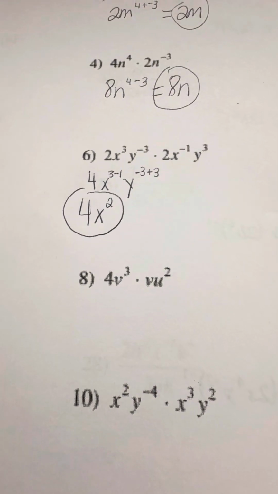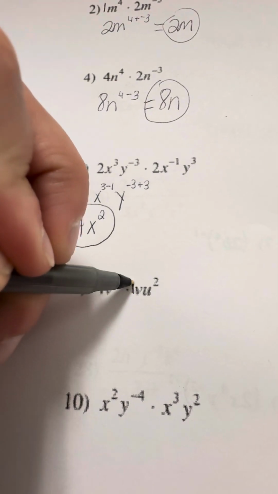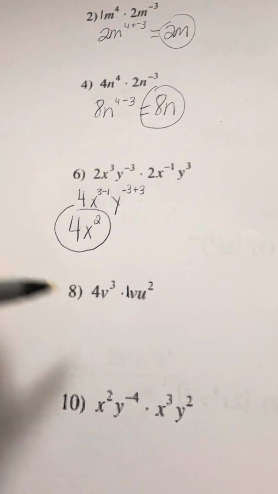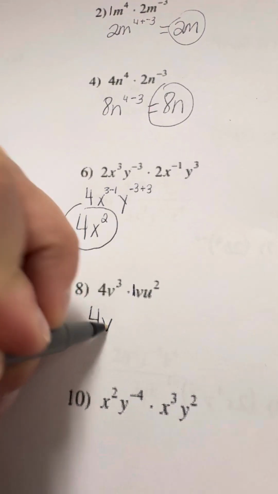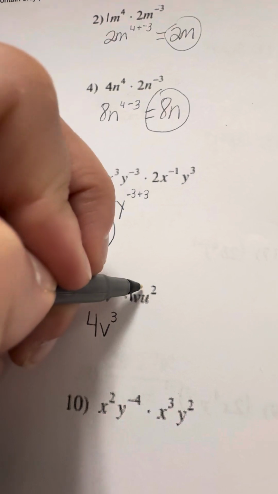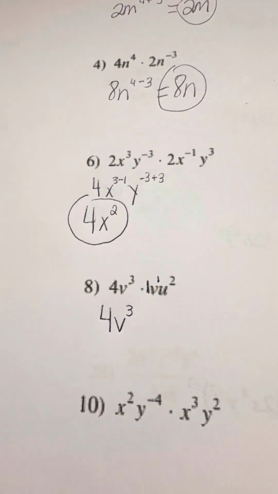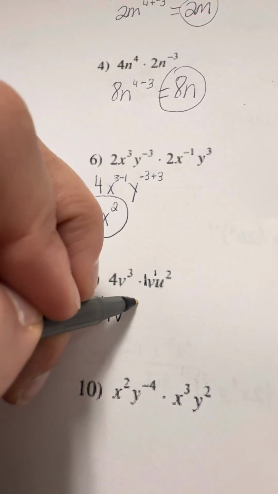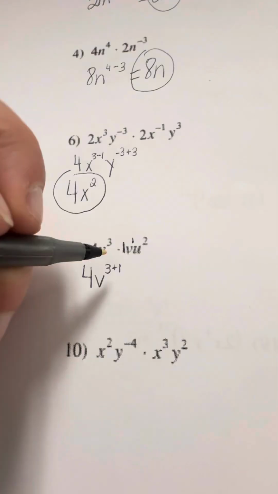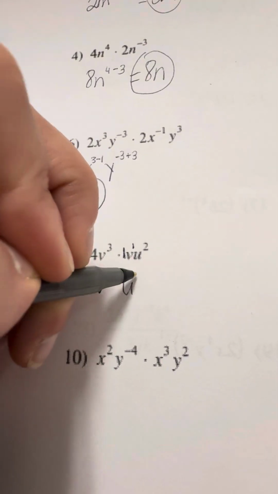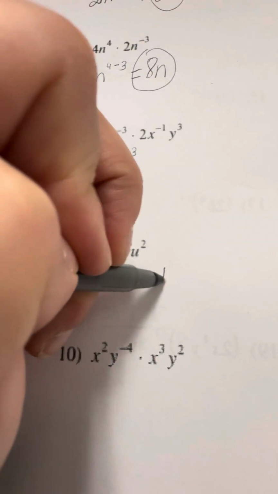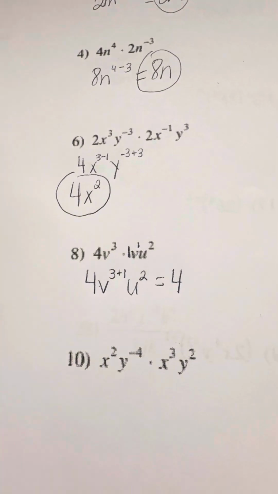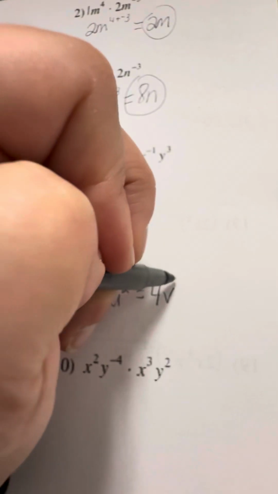Now we're going to take a look at this next one. And we have 4, and there's no number here, so we're going to call that a 1. 4 times 1 is just going to be 4. Then we're going to do the v's. The v, we have a 3 here. There is no number here, so there is a 1 essentially there. So we got 3 plus 1, and then we have no u over here, so the u is just going to be to the 2nd power. Clean it up. For v, 3 plus 1 is 4, so v to the 4th.